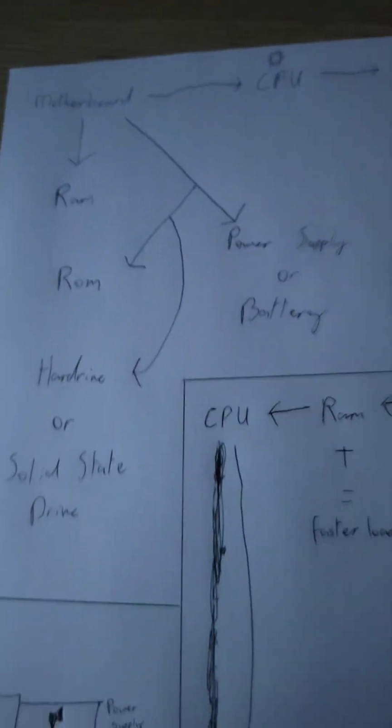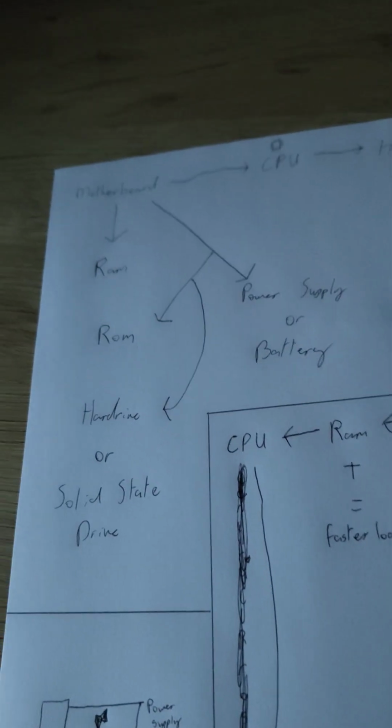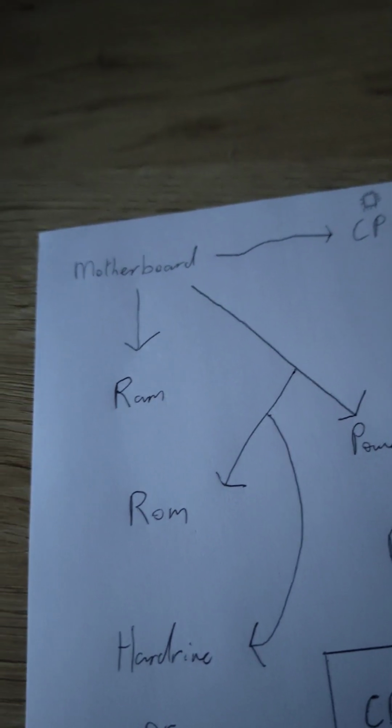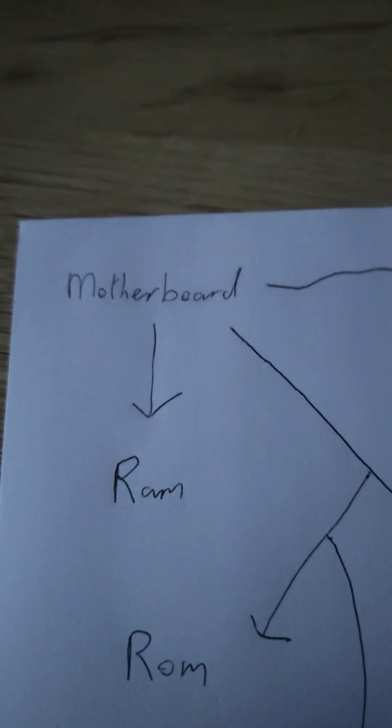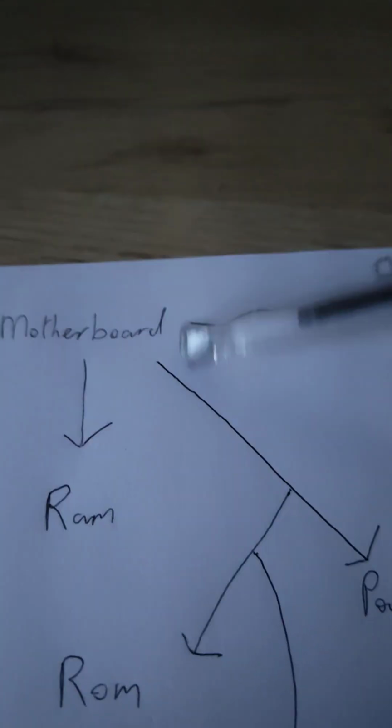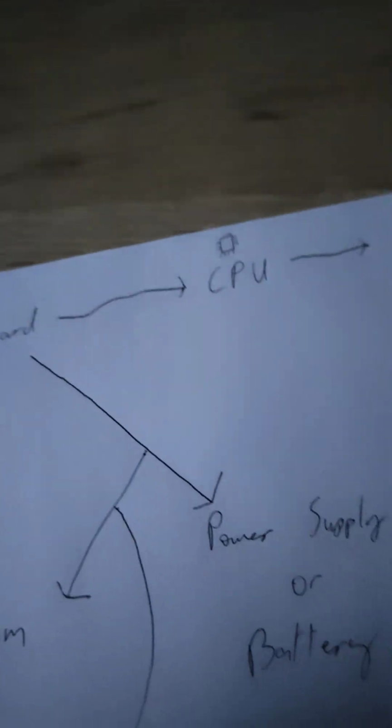So I drew this little flow chart here. We'll start off here. The motherboard. The motherboard is like a big circuit board, and most of the other parts are on it. I'll start going this way. We know all about this.